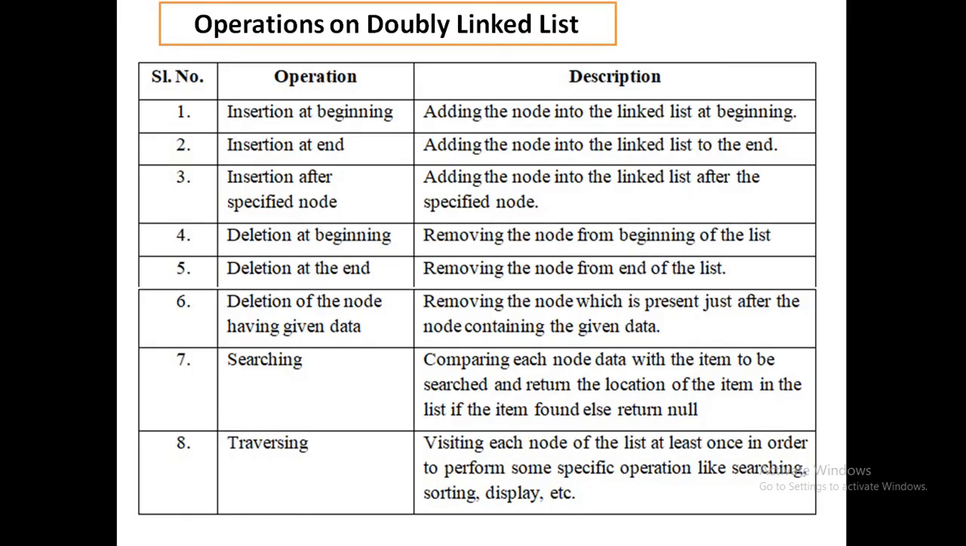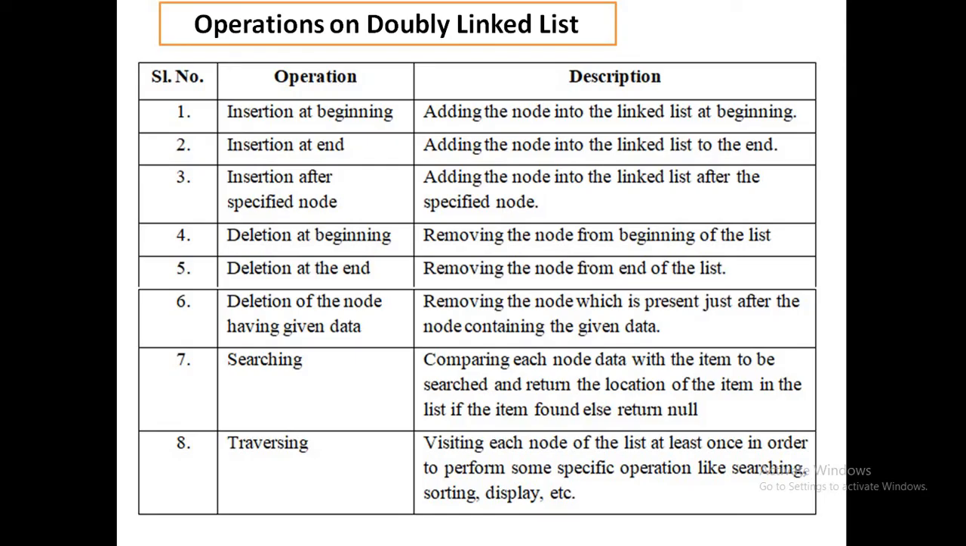Operations on doubly linked list. Insertion operation at the beginning, that is adding node in the linked list at the beginning. Insertion at end, that means adding the node into the linked list at the end. Insertion after specified node. Here we are adding a node to the linked list after a mentioned or specified node. Deletion at the beginning, removing the node from the beginning of the list. Deletion at the end, removing the node from the end of the list. Deletion of the node having given data, removing the node which is present just after the node containing the given data is found.